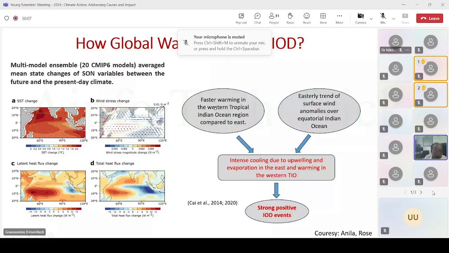So now, this SST gradient triggering the winds, they are favorable for IODs. And the other components, like the changes in the latent flux and the changes in the total flux, are all favoring the formation of strong positive IOD events.